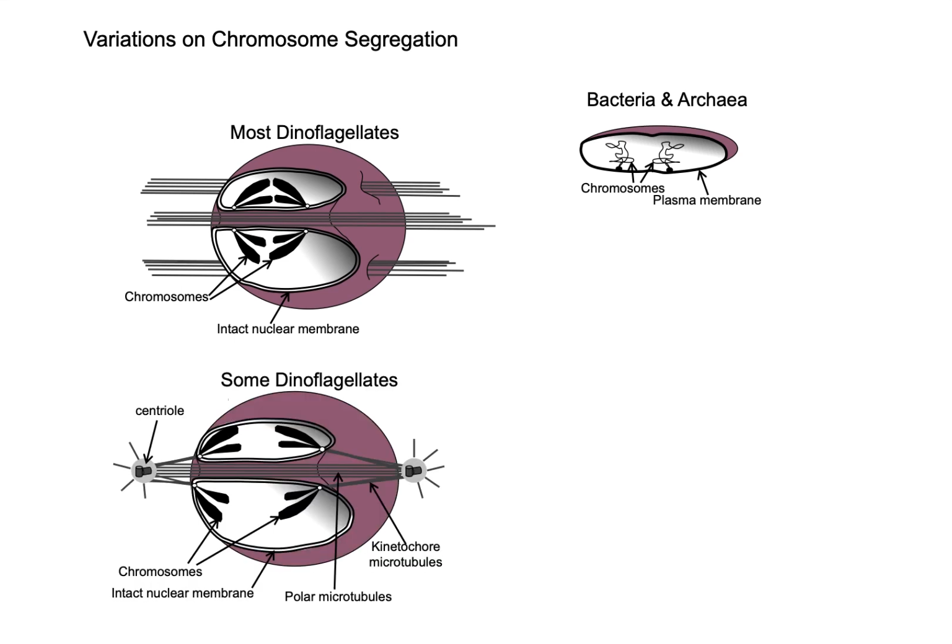For some dinoflagellates, they have centrioles and asters, and the chromosomes are attached through a protein to the kinetochore microtubules. So you have both polar microtubules and kinetochore microtubules in these. And during division of the nucleus, during mitosis, this nuclear membrane never breaks down, but you essentially get fission of that nucleus into two new nuclei, each carrying one set of the chromosomes.